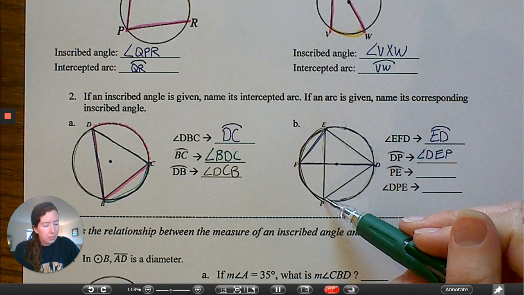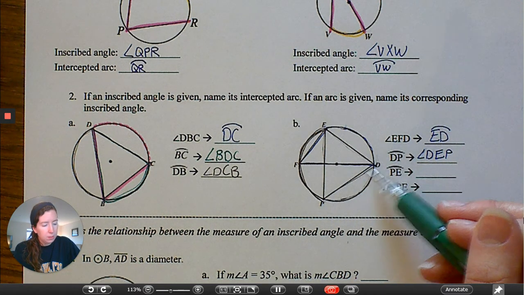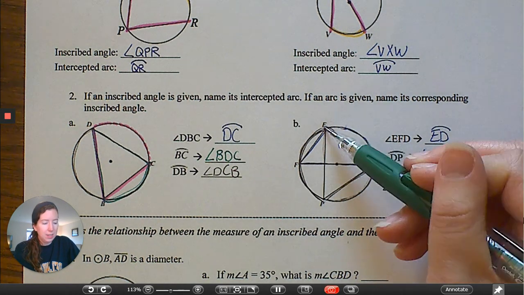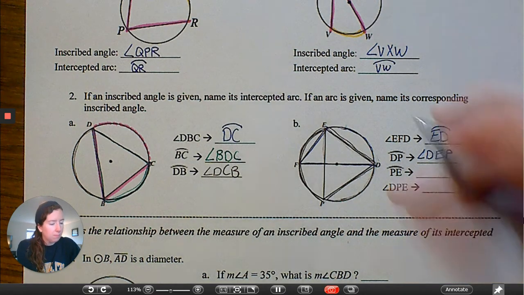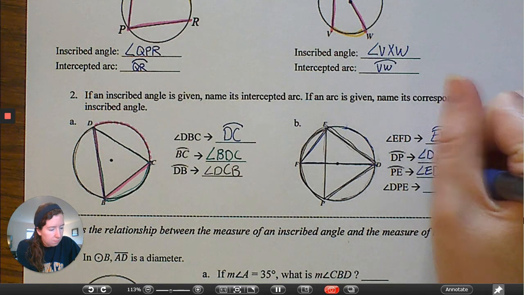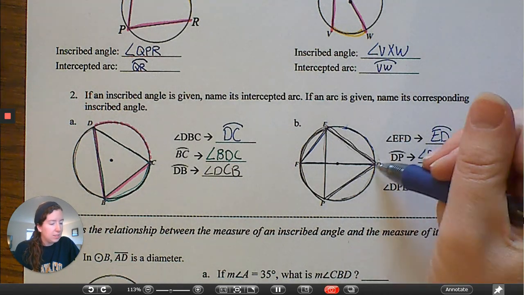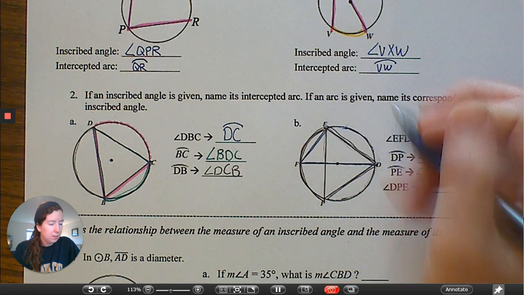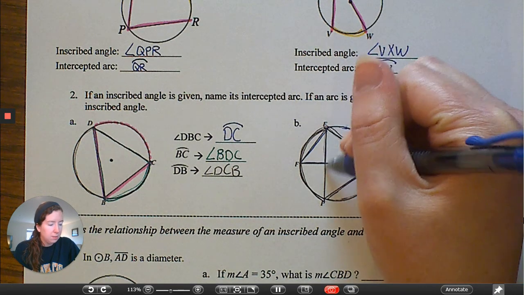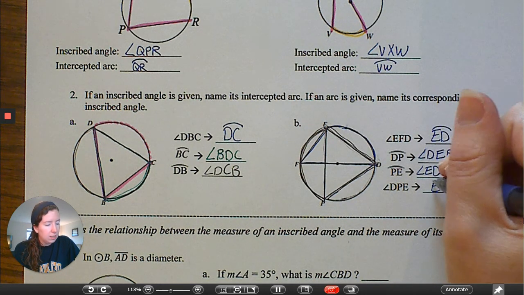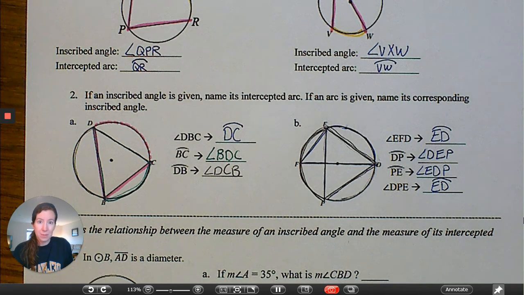Okay, so if it's P to E, well, where did that come from? Well, that came from here and here. So it's angle EDP. Again, I could have said angle PDE and it would have been the same thing. All right, last one. If I have angle DPE, so I've got D to P to E. So here's my angle, and it goes into this arc ED. But wait, didn't we already have one of those before? We did, on the very first one.